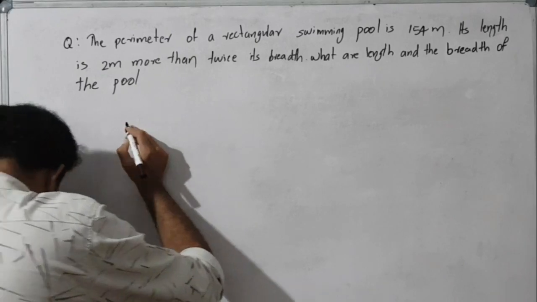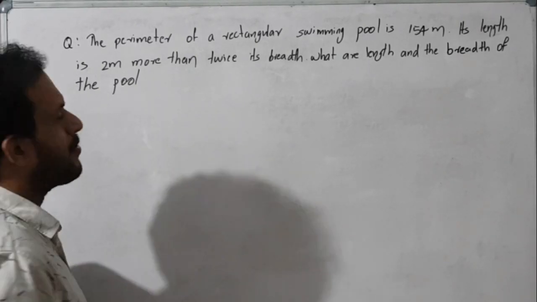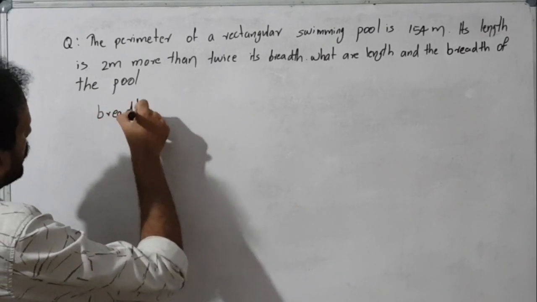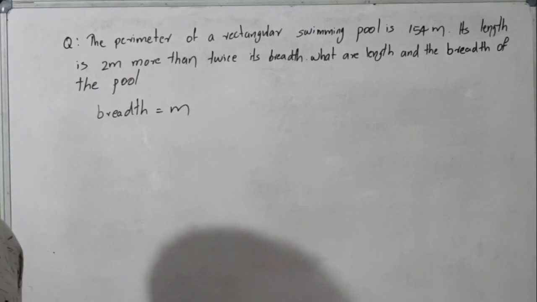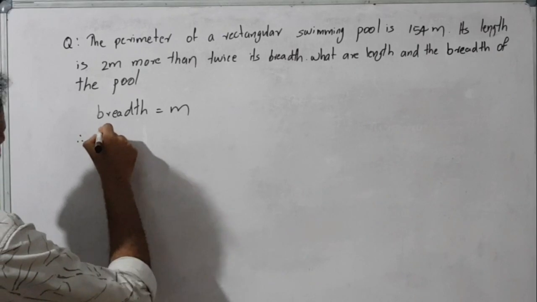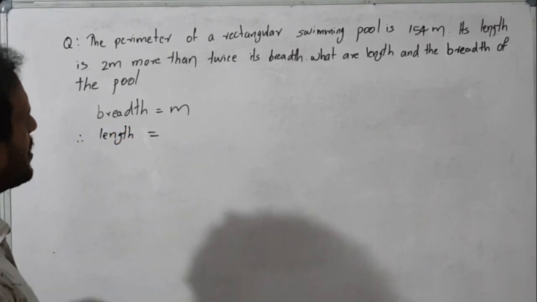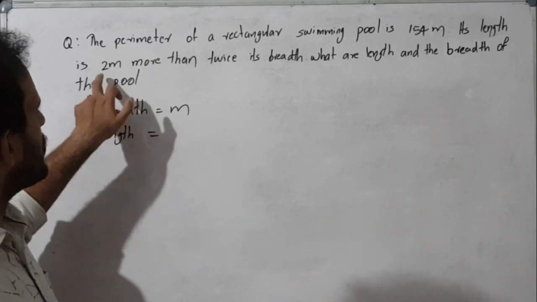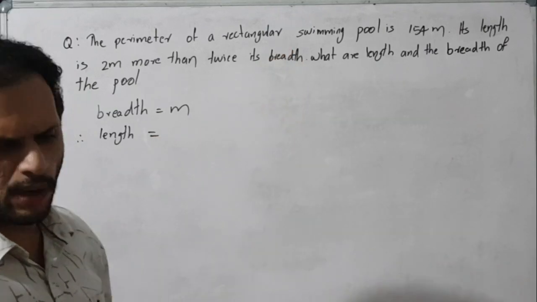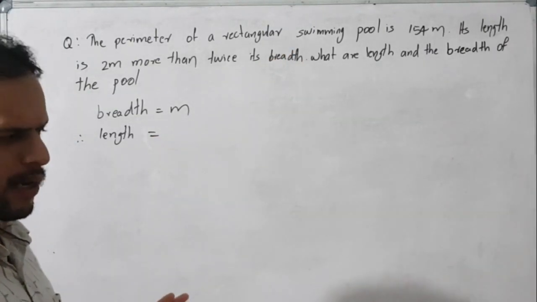Breadth is equal to, yeah. Okay, so what is the length? Therefore, length is equal to. What is length? Length is 2 meter more than twice its breadth.